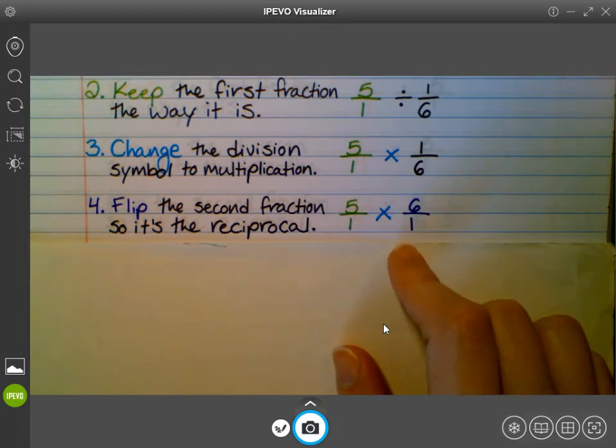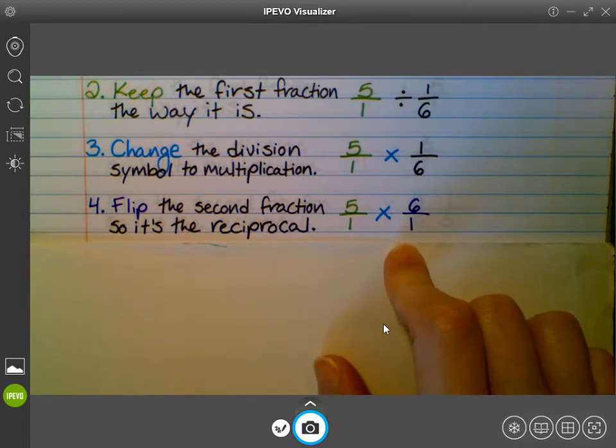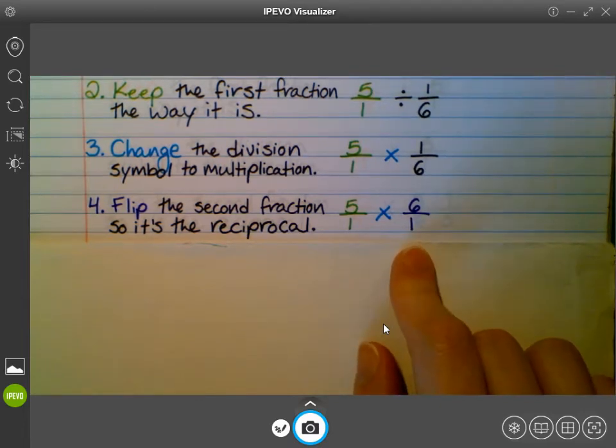Can you say the definition again? Yep, the reciprocal is when we flip the numerator and denominator of a fraction. So if you want to write that off to the side, that's a great idea. Thanks for bringing that up, Will.